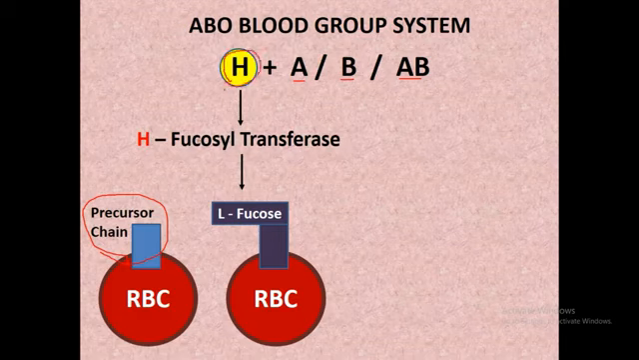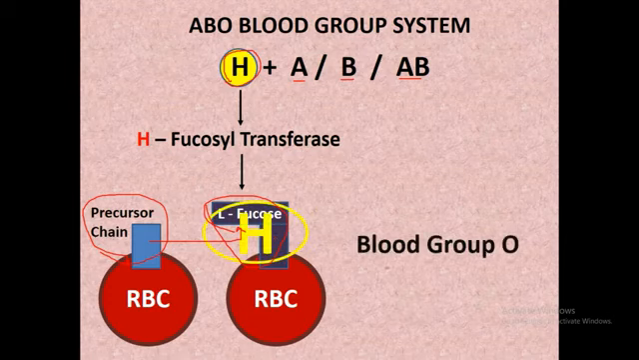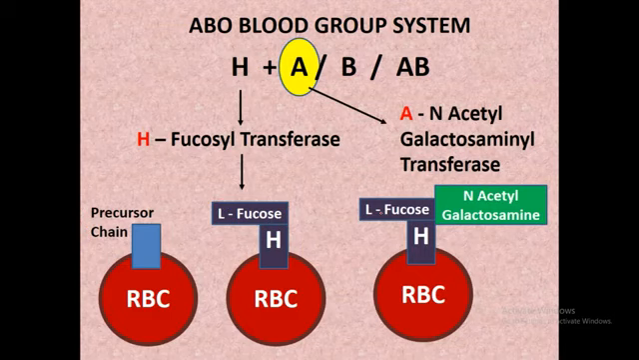The H gene encodes the fucosyl transferase enzyme, which transfers L-fucose to this precursor chain. So this whole substance is known as H substance. L-fucose plus precursor chain, both together, is known as H substance. And the person having blood group O has that H substance on the surface of the RBC. Now we are going to see how the synthesis of antigen A and antigen B takes place on the surface of RBC.